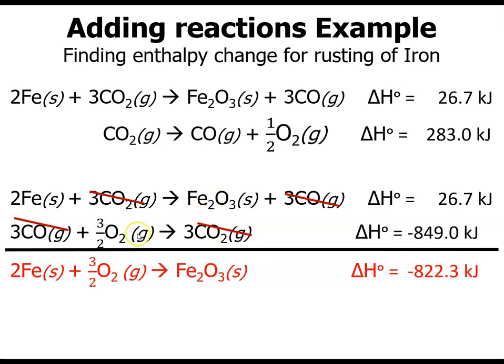And then if you need to multiply the whole chemical reaction, notice this one, 3 halves, 3. The other thing that I did was, after I flipped it, I multiplied that negative 283 by 3, and that's what gave me a negative 849 here. So you'll have to do that in order to get your proper delta H value.